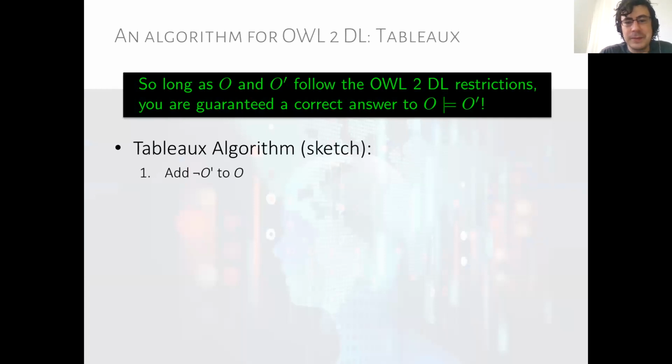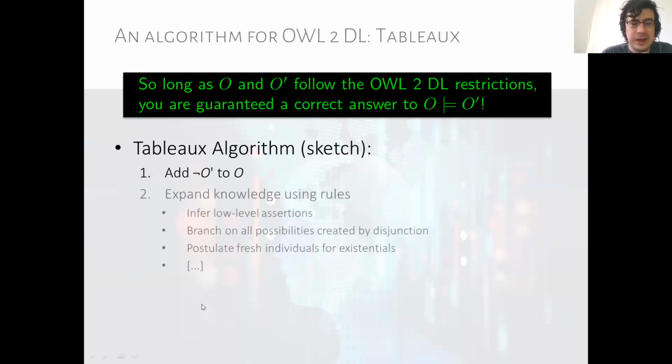And what the Tableau algorithm does is, instead of trying to decide this entailment of does O entail O prime, it uses unsatisfiability. So it adds not O prime to O to create a kind of new ontology, and it expands the knowledge using rules. Essentially, it tries to expand whatever is known, looking for an inconsistency. So we negate O prime, we add it to O. If we combine O and not O prime, and it's inconsistent, this entailment holds. We spoke about that before.